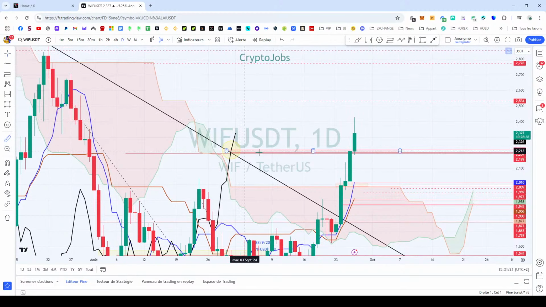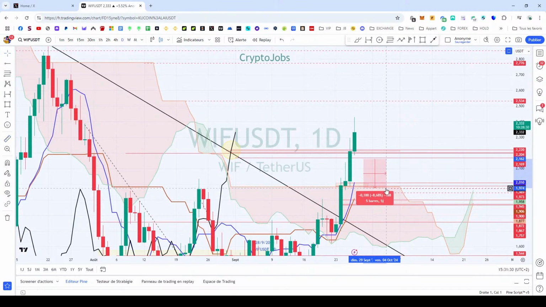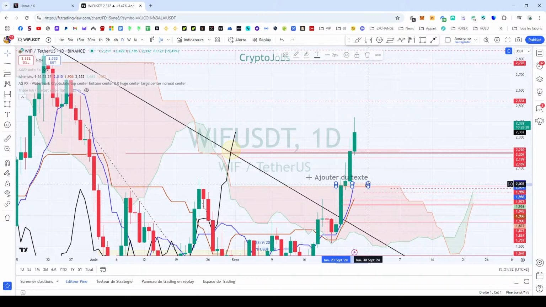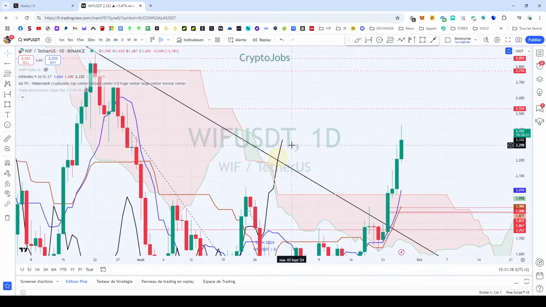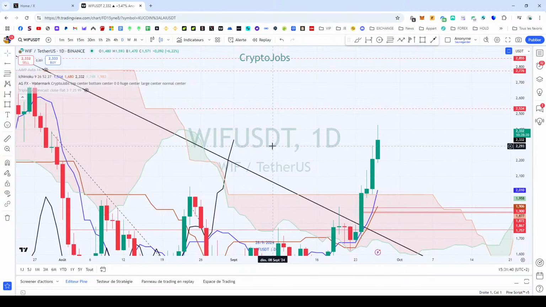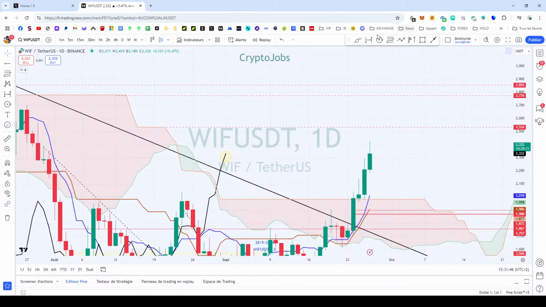If we had closed below the downtrend, around that level on the daily, we probably would have seen a retest of the cloud, but that was not the case. So that is a very good tool I'm using to know if the trend is strong or not. Currently, I won't short right now because everything is bullish.